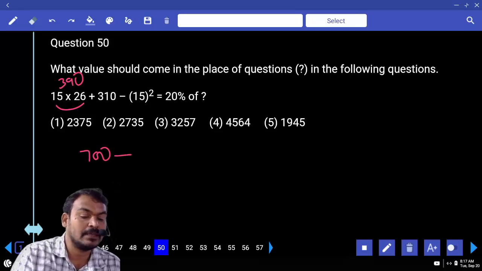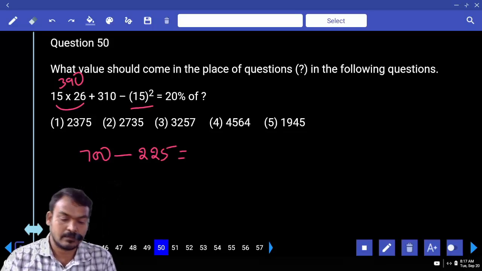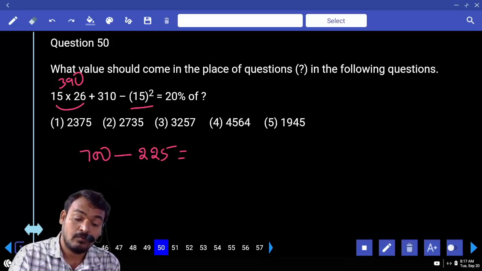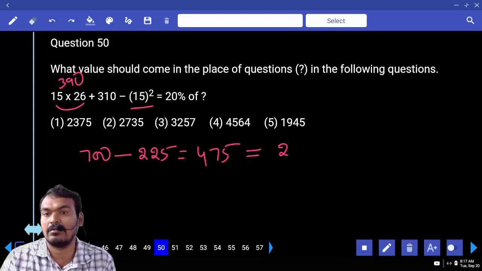700 minus, what is the 15 square? 225. Subtracting or adding? Subtracting. What is the remaining value? 475. 475 is equal to 20% of something.